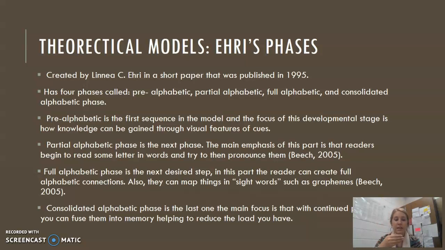Moving into the next is the full alphabetic phase. This is the next desired step because readers can create full alphabetic connections and they can map sight words with graphemes. They can also move from decoding, because they're able to map, so that they're able to comprehend more of text, and this is according to Beach's article.